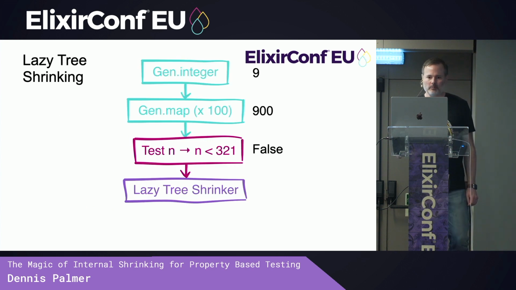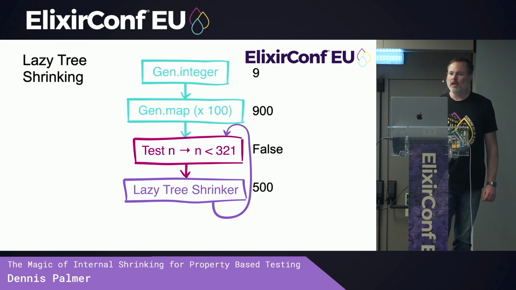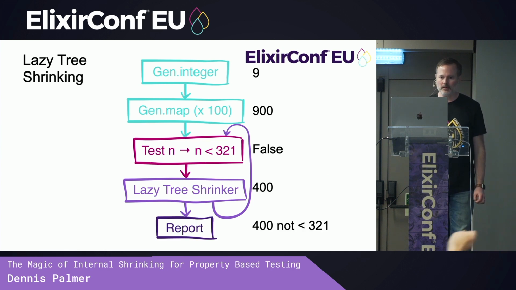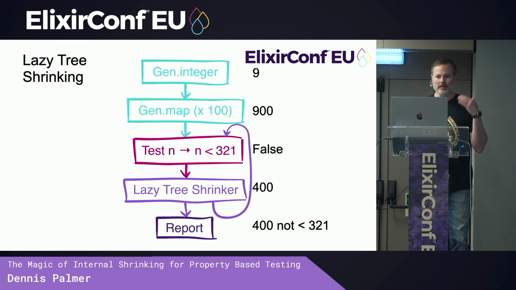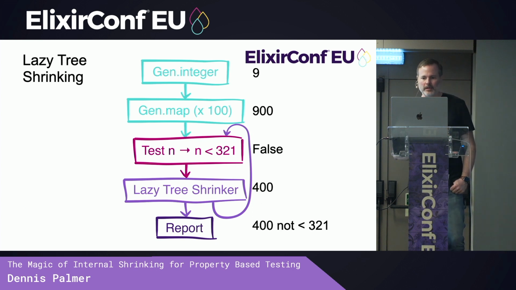And so back to our example, if we had 900 as the failing test case, and we use this lazy tree shrinker, then it's going to try those values that are down in that tree. Like if it tries 500, then it's going to loop back around and try something else again, and get down to 400, which is actually the value that is meaningful for us, because that's something that our generator would have created, and it's the smallest value that is not less than 321. So this works, and it's an improvement on the previous form of shrinking.